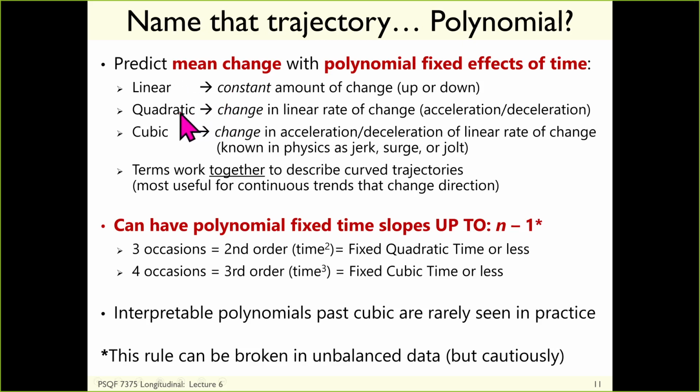If I add to the model a new predictor that is time squared, then what I am saying is that there is a change in the rate of change. So the rate of change slows up, slows down, or speeds up. I don't know what slows up would mean, but I suppose that's possible. So in physics terminology, people refer to this as acceleration or deceleration.